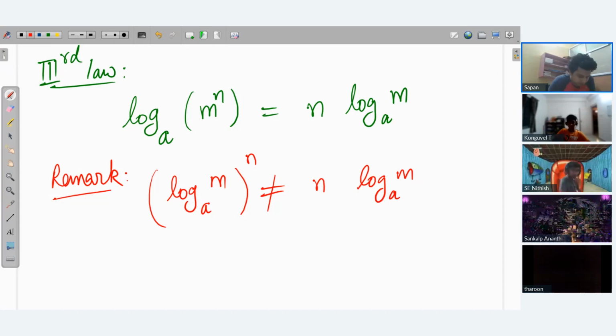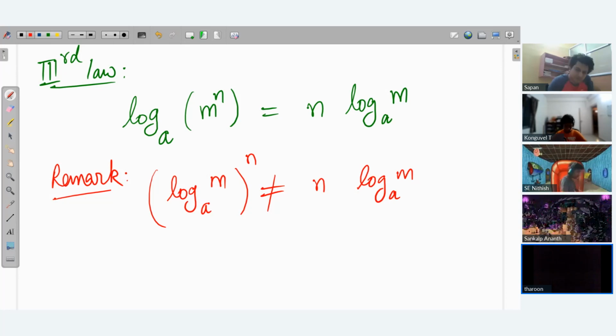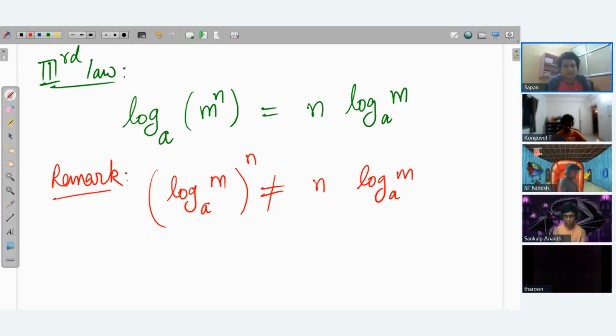Yes, Tarun? Do a sum regarding this third law. Yeah, we will do. We will do based on all the three laws, but let's know them first. Okay. Yes, sir.